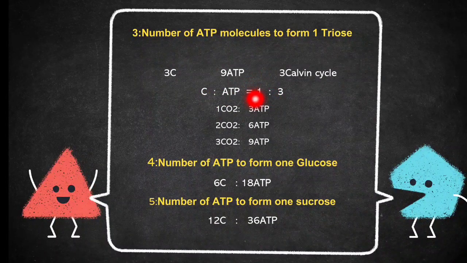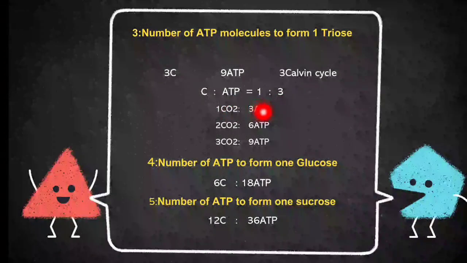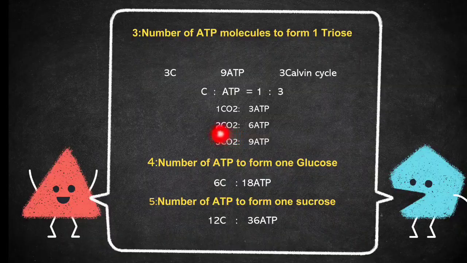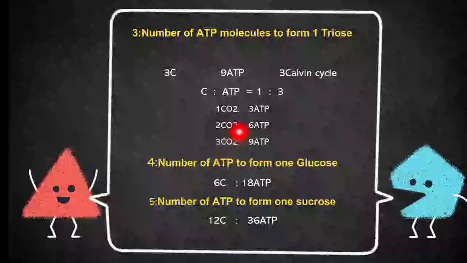Like for 1 carbon atom, there will be a requirement of 3 ATP. So 1 carbon dioxide makes 3 ATP, 2 carbon dioxide will make 6 ATP. You have to multiply it by 3 because it's 1:3. So 2 3s are 6, and for the 3 carbon compound triose, 3 carbon dioxide molecules will be used, and the ratio is 1:3.